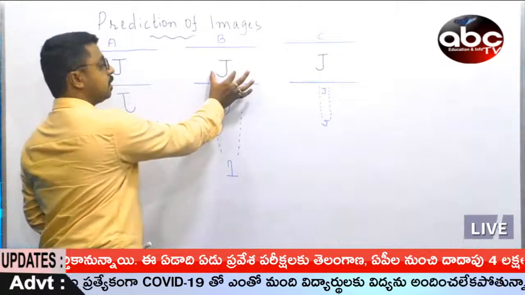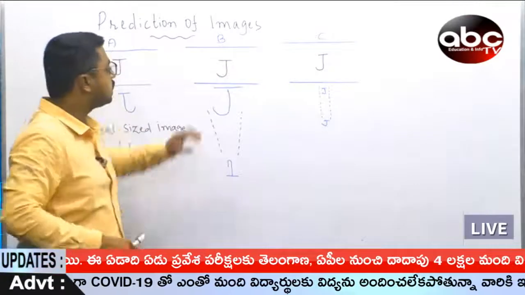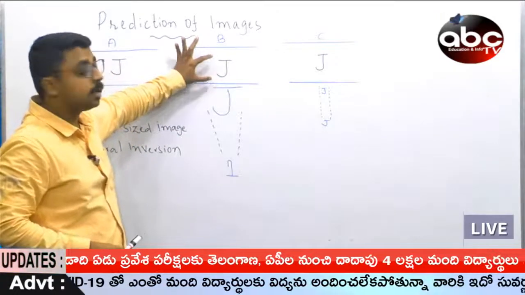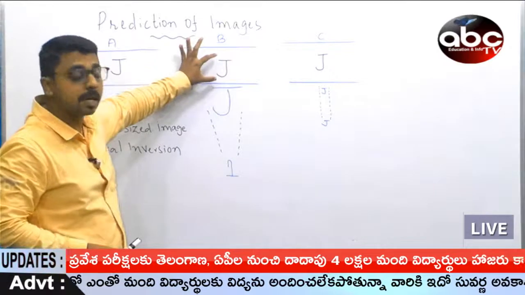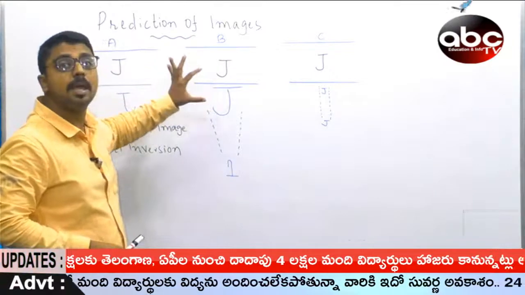You see, this is supposed to be what? It is nothing but an object, whereas this is found to be an image.